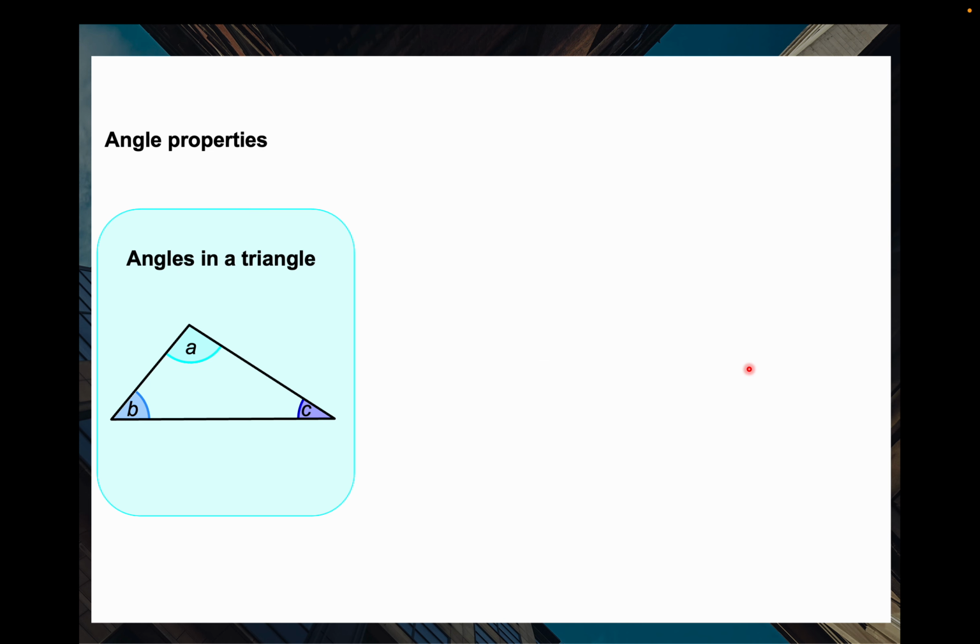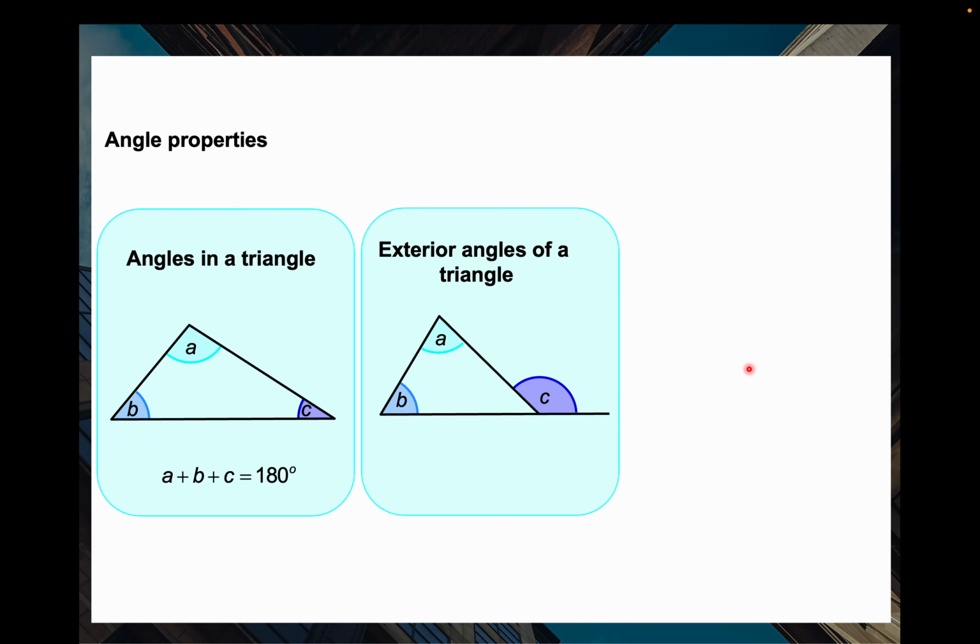Let's have a look at angle properties in a triangle. We know that the sum of the interior angles of a triangle adds up to 180 degrees. The second property for the triangle is that the sum of the two opposite interior angles equals the one exterior angle. So A plus B will be the same as C.